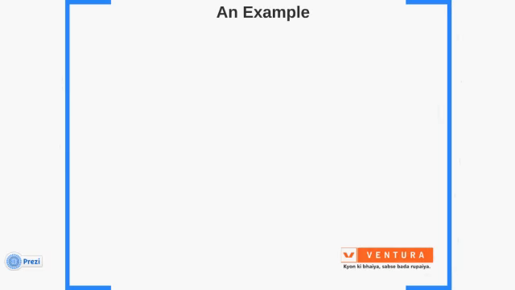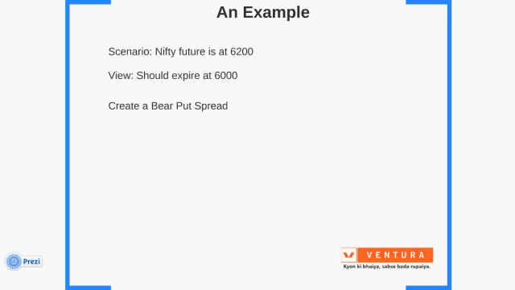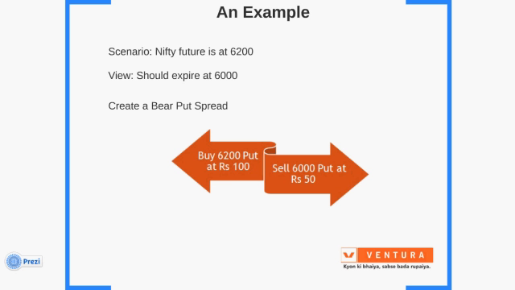Let's look at an example to make this strategy really clear. Let's suppose the Nifty current month future is at 6,200 and you feel it will close at 6,000 at maturity. You could set up a bear put spread by buying one lot at a strike price of 6,200 and simultaneously selling one lot at a lower strike price of 6,000. This strategy will cost you 50 rupees, which is the net premium that you pay.